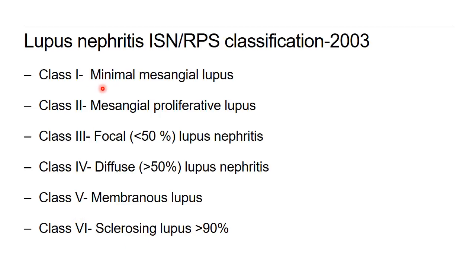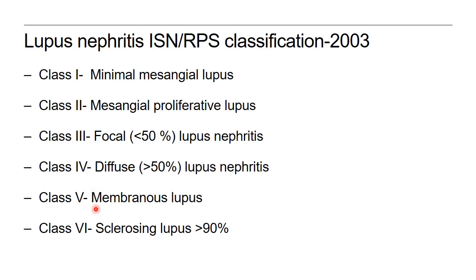Now I want you to remember the different entities you've already studied. Minimal mesangial lupus will look very much like minimal change disease. Mesangial proliferative lupus can look very much like IgA. Focal and diffuse will look like very active lesions. They'll have a lot of cellular stuff going on and they're also treated very similarly.